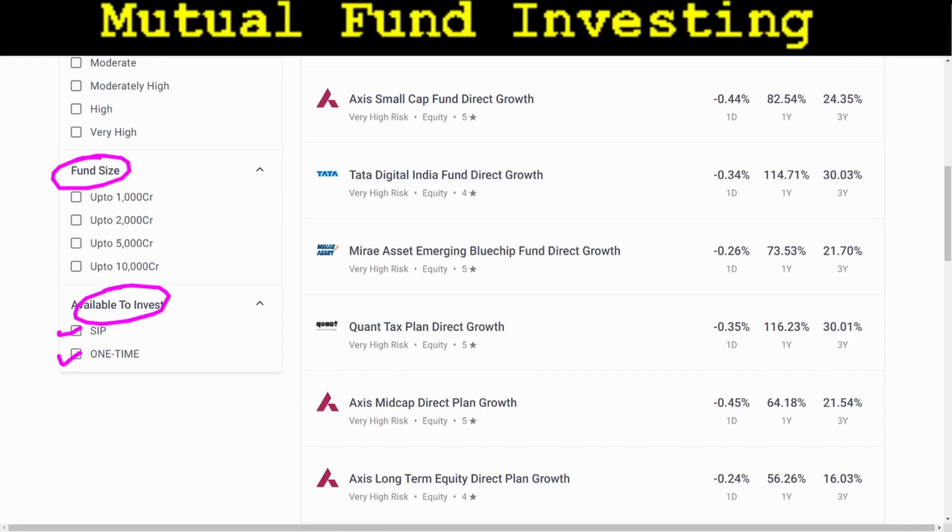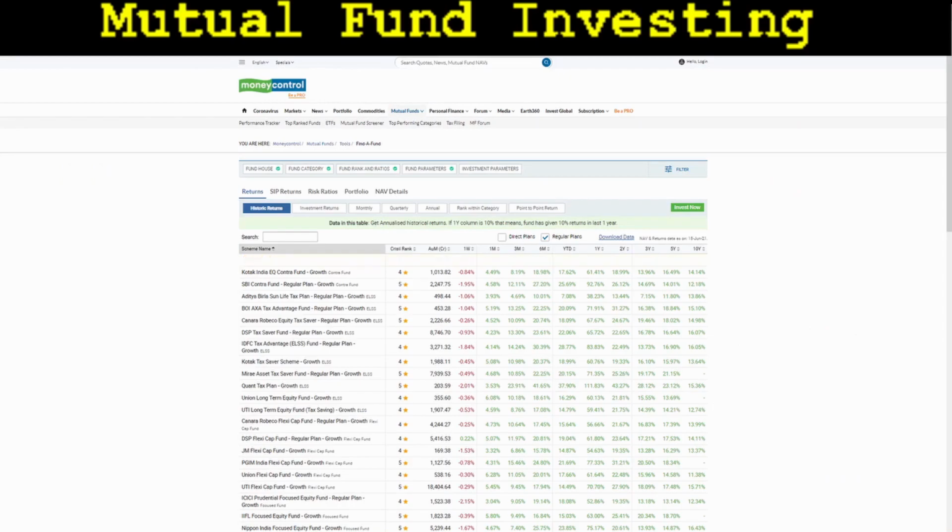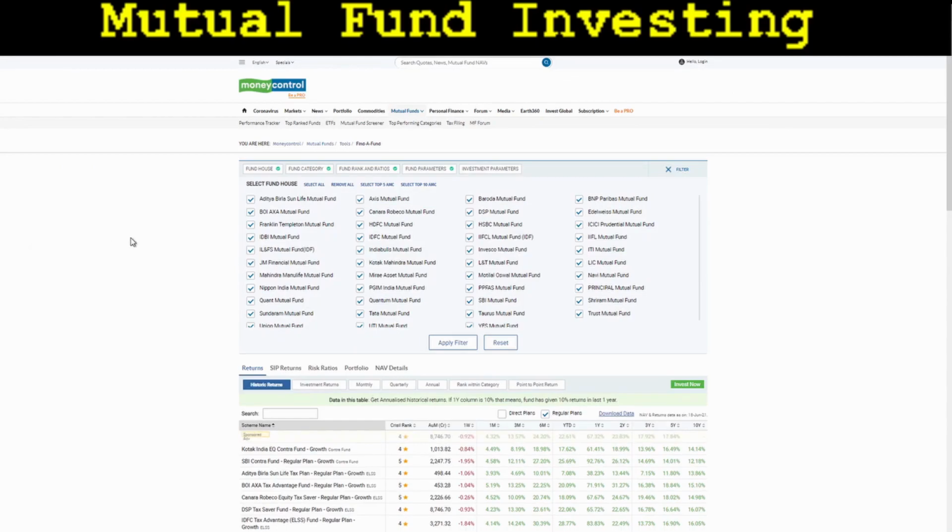Now let's move on to another website to compare and see a few other parameters. Now we can see another popular website where we can compare mutual funds. There are different filters available here. The first one is fund house. You can select any particular fund house if you have any inclination towards them. Some people try to invest in a particular fund house as they know the style of their investing.